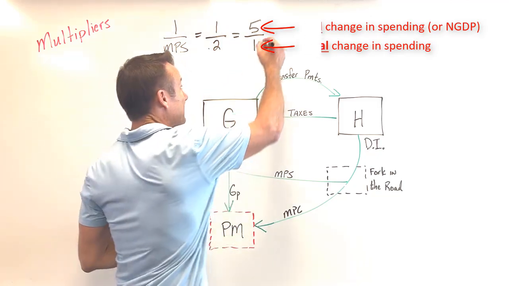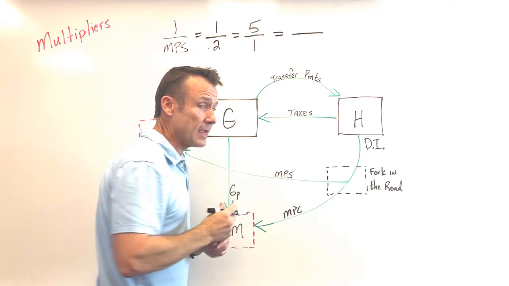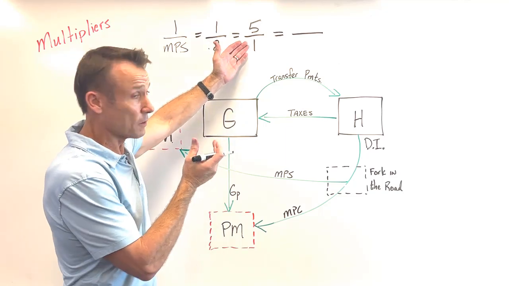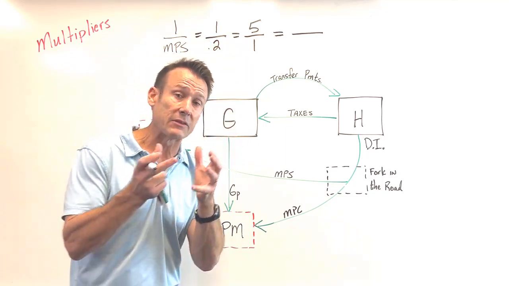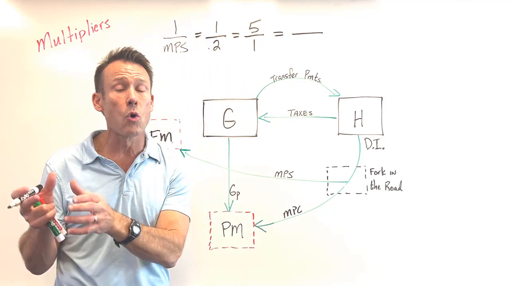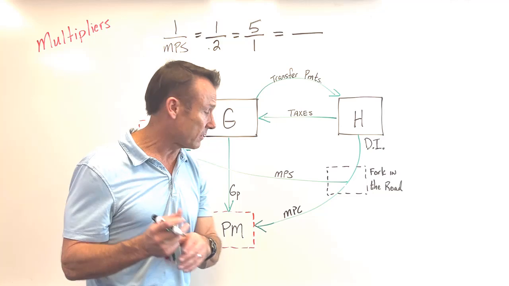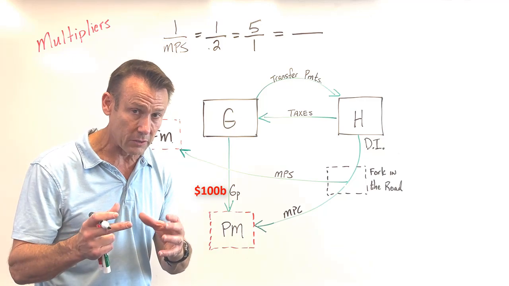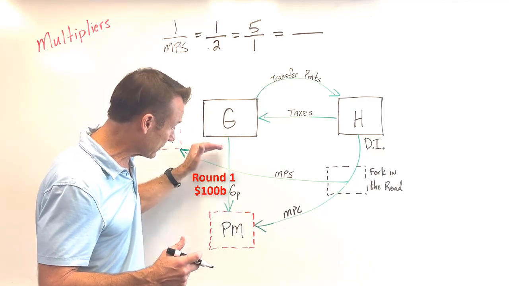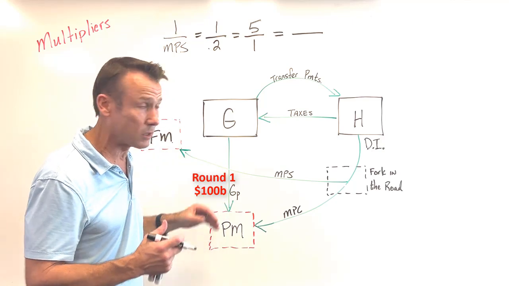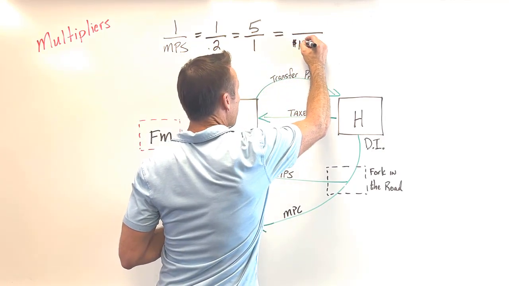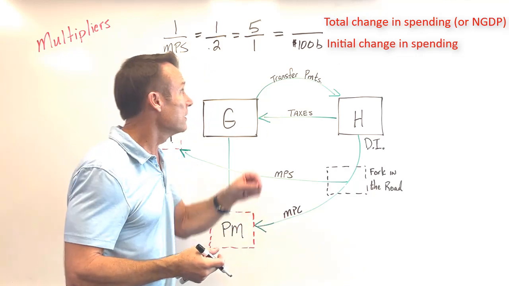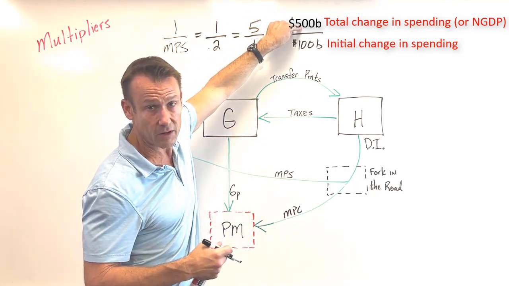And so what that means is we'll be presented with problems, okay? And we are probably going to be given either the MPC or the MPS, and we're going to be asked to find, of course, the multiplier, and then we're going to be given either an initial change in spending or the total change in spending. What do I mean by that? We might be given a problem that says, hey, if government purchases increased by 100 billion, so an increase in government purchases of 100 billion is a round one impact. That's an initial change in spending of 100 billion, an autonomous change in spending of 100 billion. So we put our 100 billion right there, and then the problem would say, what would be the total change in spending? And we just solved this, and that makes this 500 billion.